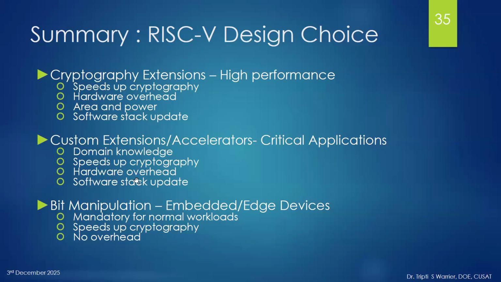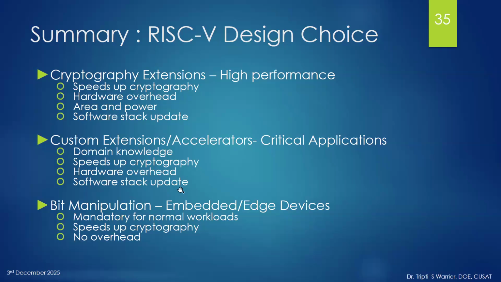When you do something like that, definitely when you want to make something fast, you will have complex hardware associated with it, and also to make sure that the hardware is used, you may have to change the software stack. Then bit manipulation instructions: we showed you an example of intelligently modifying the software to ensure that we use already existing simple extensions to execute cryptographic applications and improve performance.